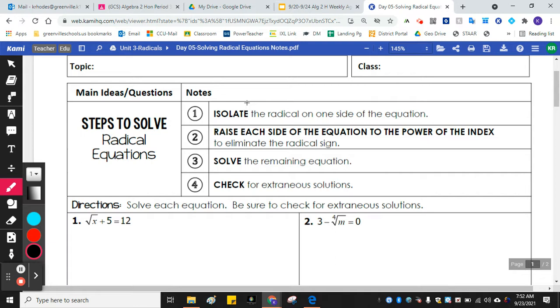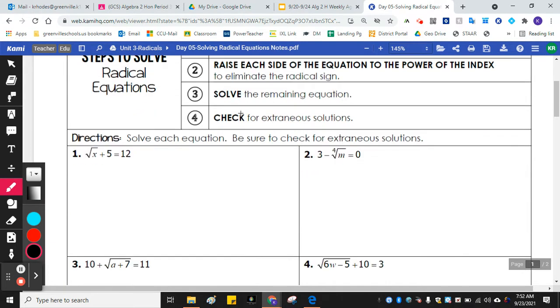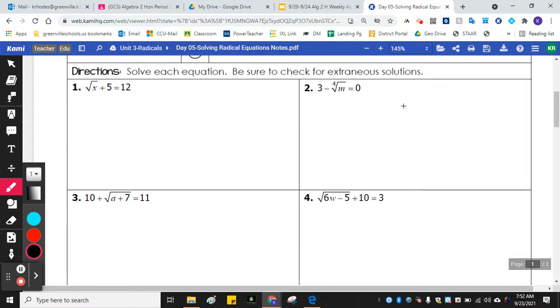Make sure at the end you check for extraneous solutions, because some of your solutions actually won't work in the end. So just be careful. Always check for extraneous solutions.